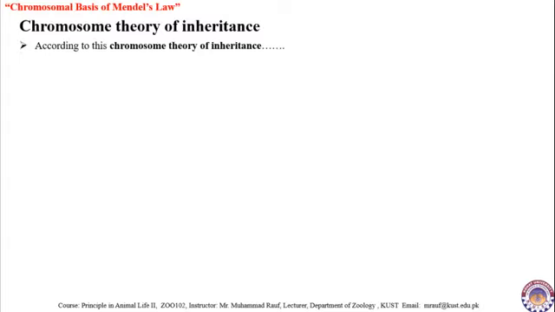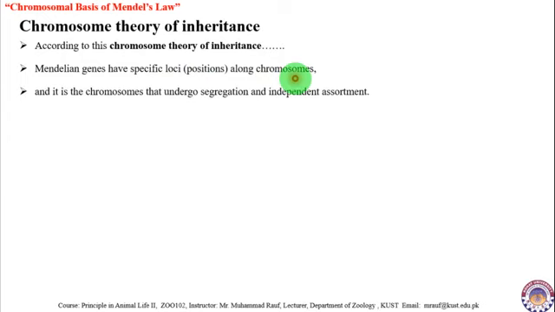So now chromosome theory of inheritance. According to this chromosome theory of inheritance, Mendelian genes have specific loci, position along chromosomes. So this theory also postulated that the Mendelian factors, which we now call genes, are located on chromosomes, and it is the chromosome that undergoes segregation and independent assortment.